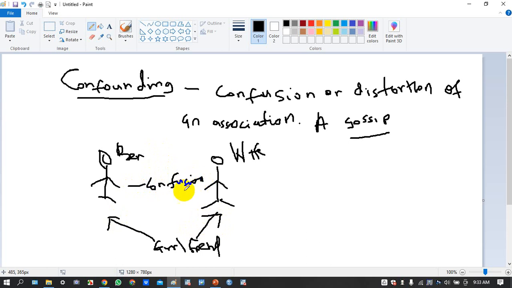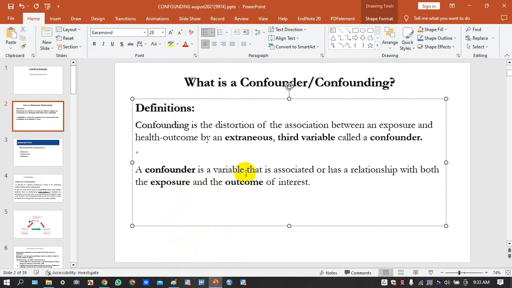So with the expectation of taking care of the children and providing for the house, there will always be confusion between myself and my wife because of what? A girlfriend. Because I can't give my wife the needed attention because of my girlfriend. So the girlfriend or a gossip is a confounder. A confounder is a variable that is associated with both the exposure, that is myself and my wife, or exposure and the outcome. Exposure is the risk factor and the outcome is the disease or the effect.